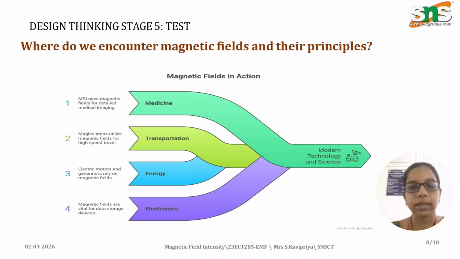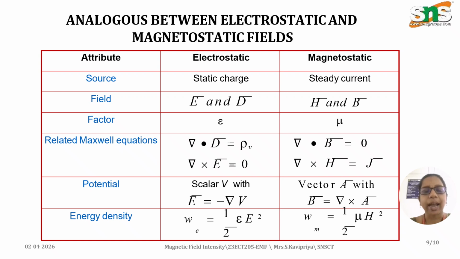MRI uses this magnetic field for detailed medical imaging, and maglev trains utilize a magnetic field for high speed travel. Electric motors generally rely on the magnetic field, and for data storage the magnetic field is efficiently used. And next is an analogy between the electric and magnetic fields.